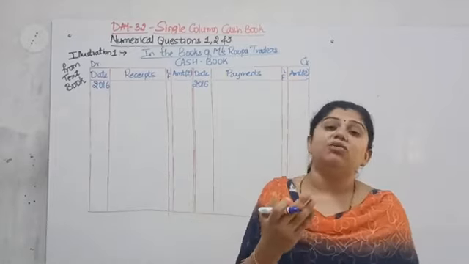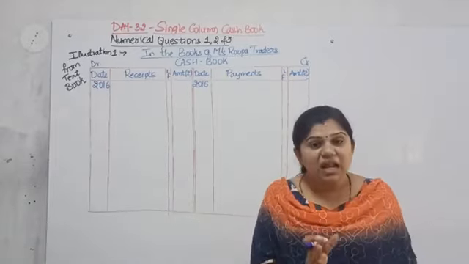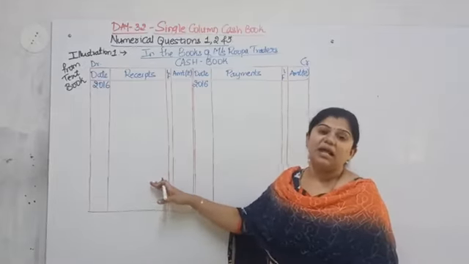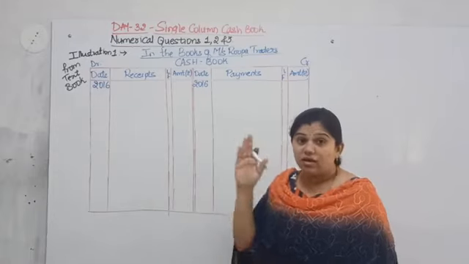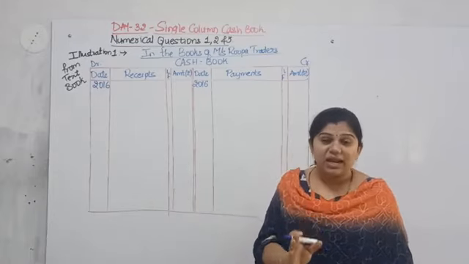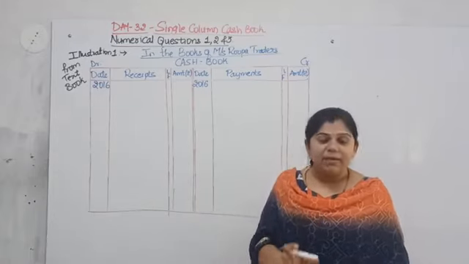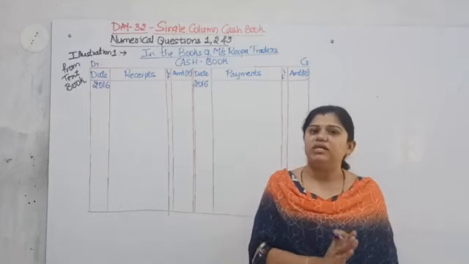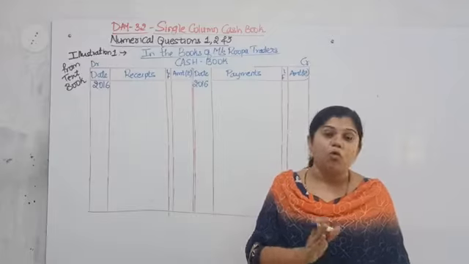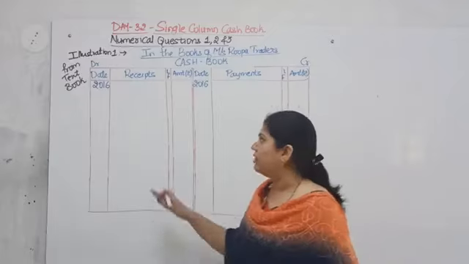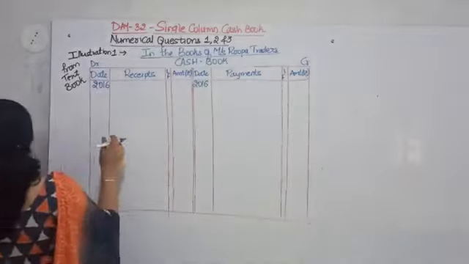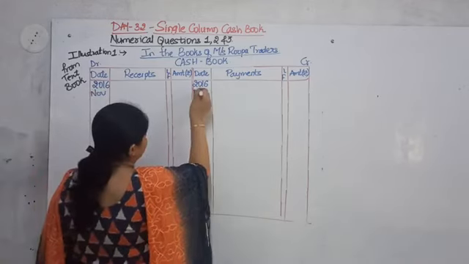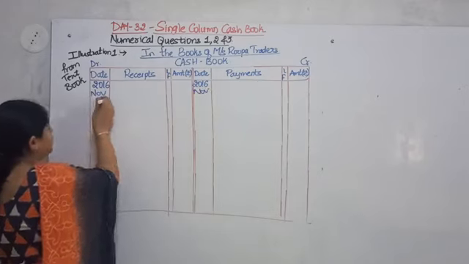Cash is an asset. And all assets always have a debit balance. All the assets will always have a debit balance only. Opening will be a debit balance, and therefore we will write down on the debit side November 1. Write down on both the sides, November and then 1.